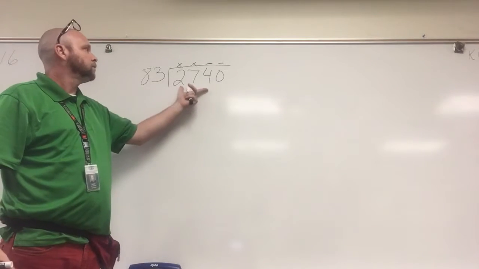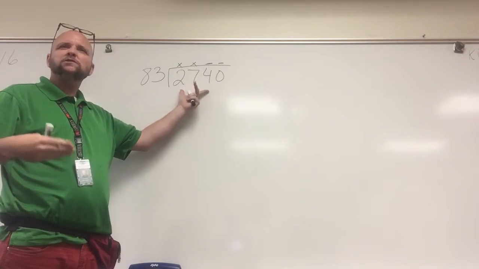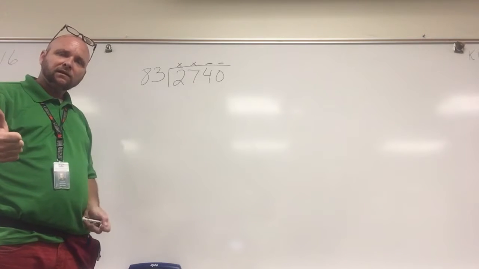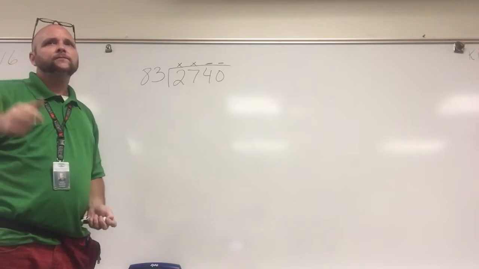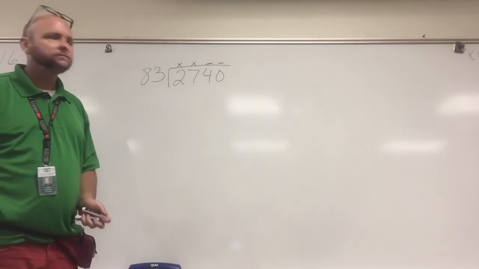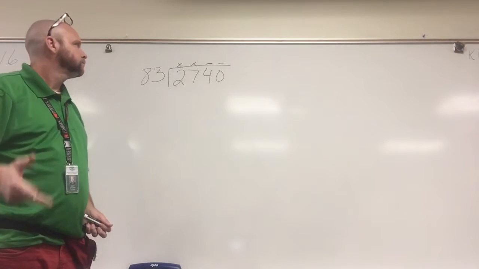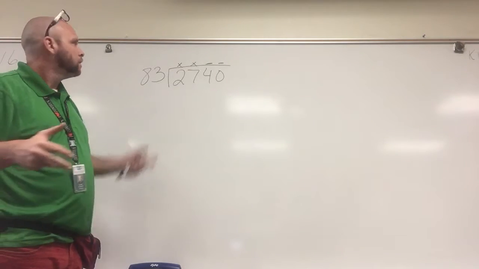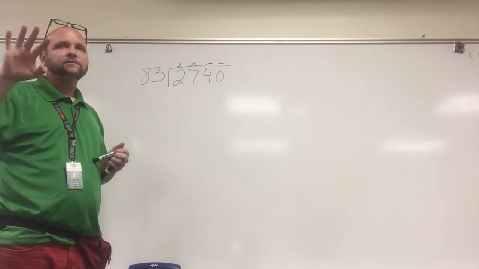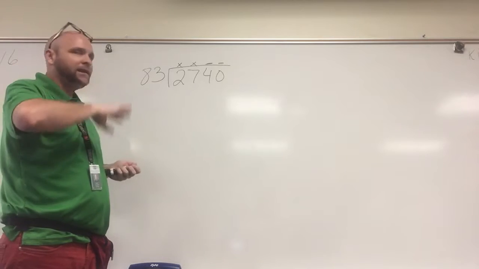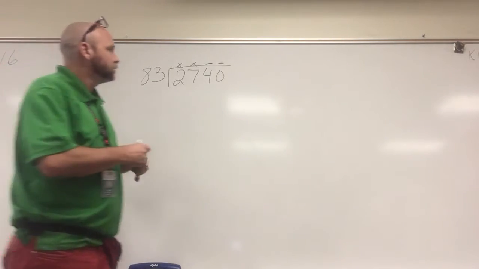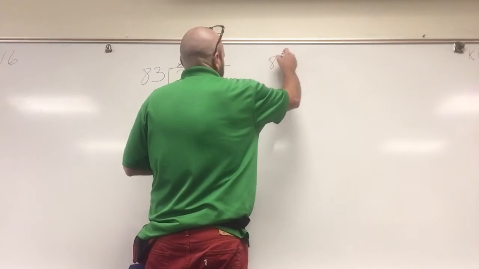So 83 into 274. 83 is close to 80. Can we count by 80? I can't count by 80, but I can count by 8s. Then look at your multiplication chart. 8, 16, 24, 32, 40. So 80 times 4 was 32, right? So 8 times 4 was 32. So 80 times 4 would be 320. That's too big. So let's try 83 times 3.